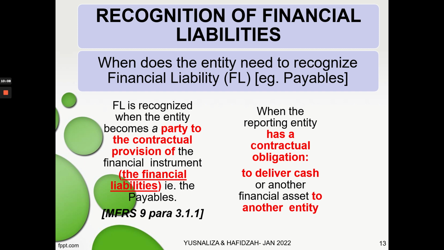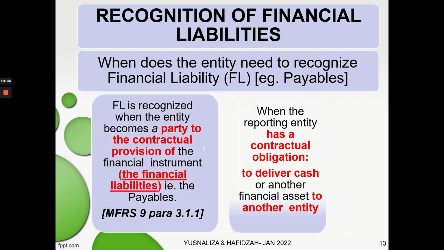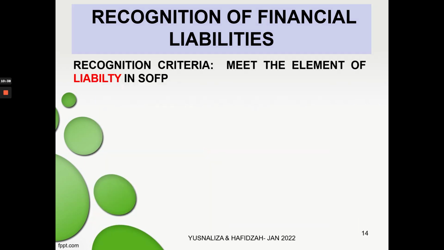You can see here, right? And also of the financial instrument, which is the payable. When does the entity become a party to the contractual provisions? And also when the reporting entity has a contractual obligation to deliver cash or another financial asset to another entity. So we will illustrate this definition under MFRS 9 paragraph 3.1.1 in another slide later.